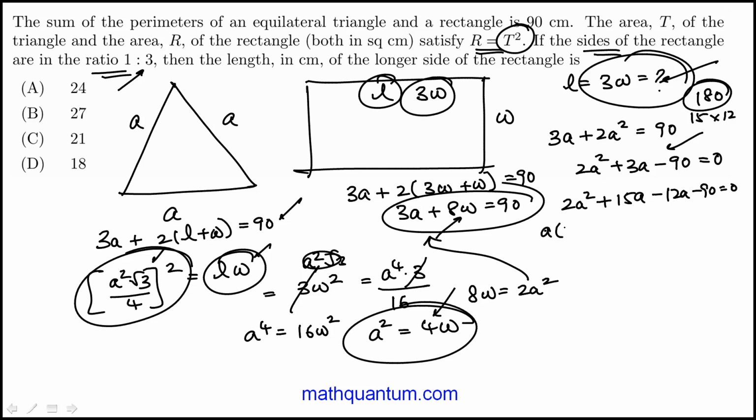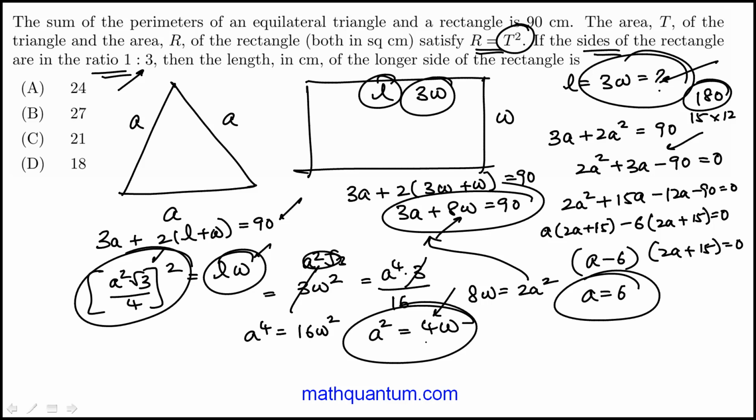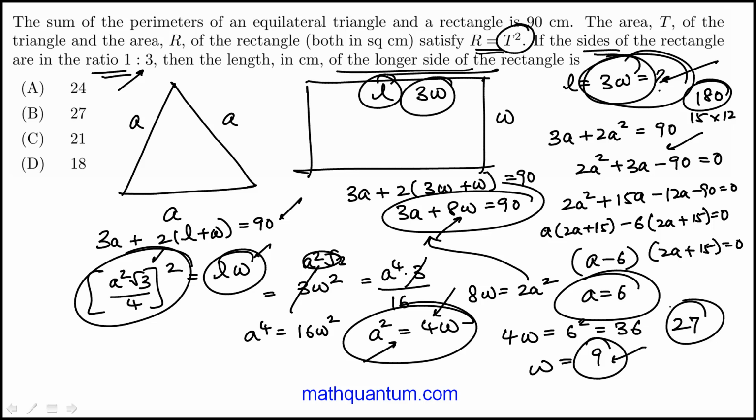And then factor out an a, 2a plus 15. And then factor out a 6 here. And you can probably see the answer right away. A has to be 6. The other one gives you a negative value. So A is 6. And then we can figure out W from here. 4W equals 6 squared, 36. W is 9. That's the width. We need the length. Make sure you read this part. 3 times that, which is 27. And that is answer choice B.